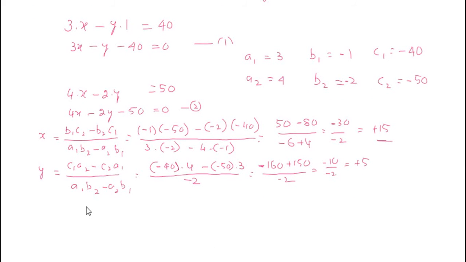Yash answered 15 questions correctly and he went wrong with 5 questions. So totally there were 20 questions. This is the final answer because we have been asked to find out the total number of questions in the paper, that is 20.